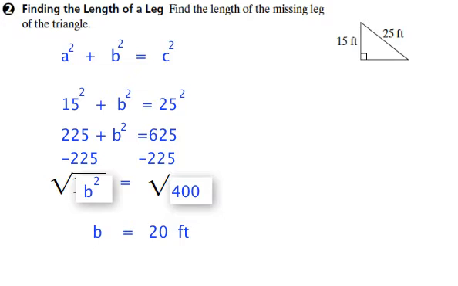Pause the video if you need more time to copy down any portion of this problem.